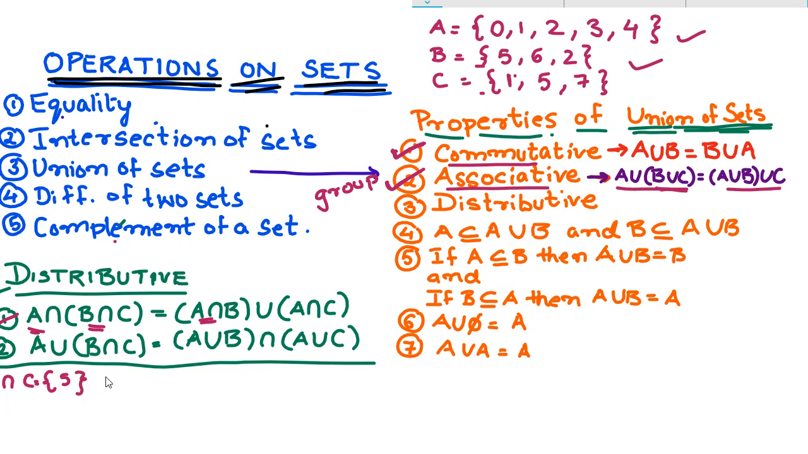And now let's see what A intersection the singleton element shows. So if A has 5, no, A does not have 5. So you don't have anything in common. So what will it return? It will return a null set. So LHS we have got as phi. Now look at RHS.